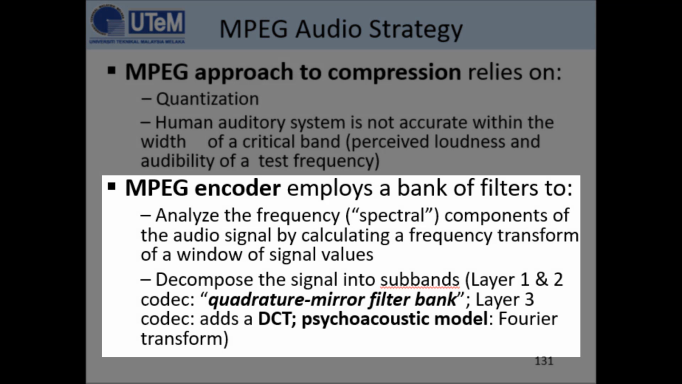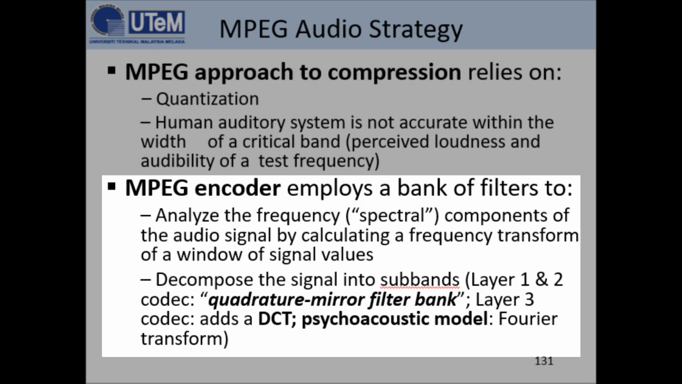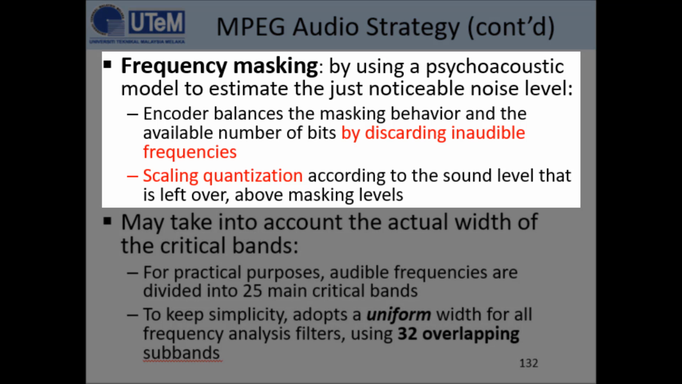So the MPEG encoder makes use of a bank of filters. The filter would analyze the spectrum of frequency, or the range of frequency components, of the audio signal by calculating the frequency transform. And then the bank of filters decomposes the signal into subbands. So for the parts of the MPEG encoder, we have layer 1, layer 2 and layer 3. Layer 1 and layer 2 codecs use a filter called the quadrature mirror filter bank, and the layer 3 codec adds DCT, or discrete cosine transform, and a psychoacoustic model such as Fourier transform. Okay, so we're going to look at this in more detail later.